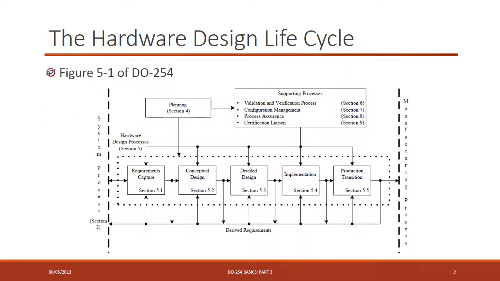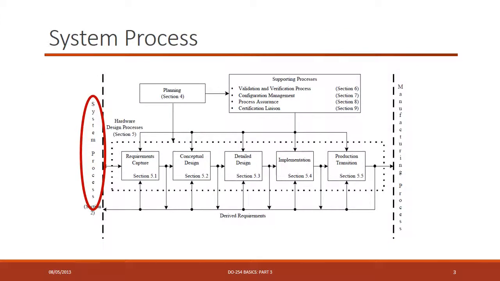One of the best ways to explore what DO-254 entails is to look at figure 5.1 of DO-254, which I introduced earlier. This figure basically shows the full scope of DO-254 and also puts the scope in the context of the flow of the document itself. But here we're going to be exploring the scope itself, starting from the systems processes. So I'll be using this diagram throughout to guide the discussion.